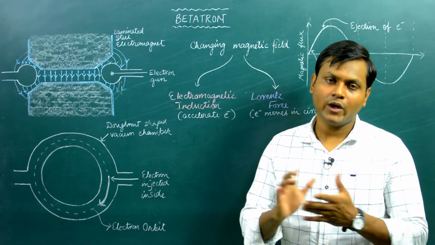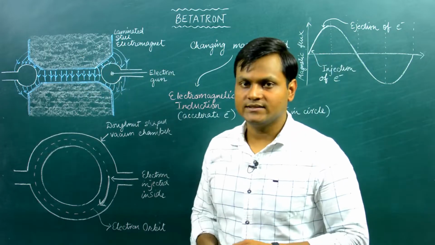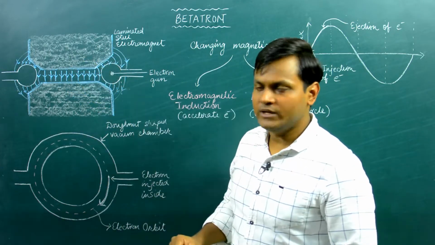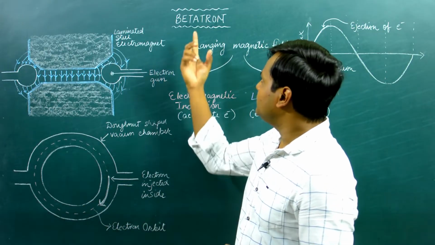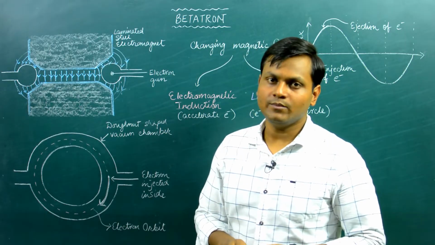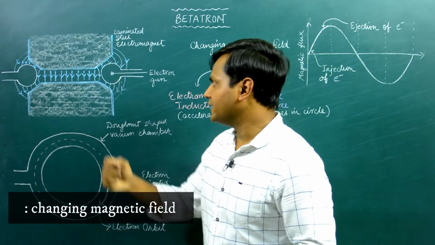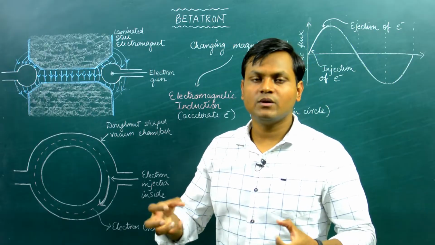But first, let's look at the construction of this kind of a Betatron particle accelerator. So here I have drawn two diagrams. This is the side view of the Betatron and this is the top view of the Betatron. So essentially, the Betatron accelerates electrons using a changing magnetic field. So the changing magnetic field is obtained by an electromagnet. So here what you see, the top and bottom region constitute some kind of an electromagnet.